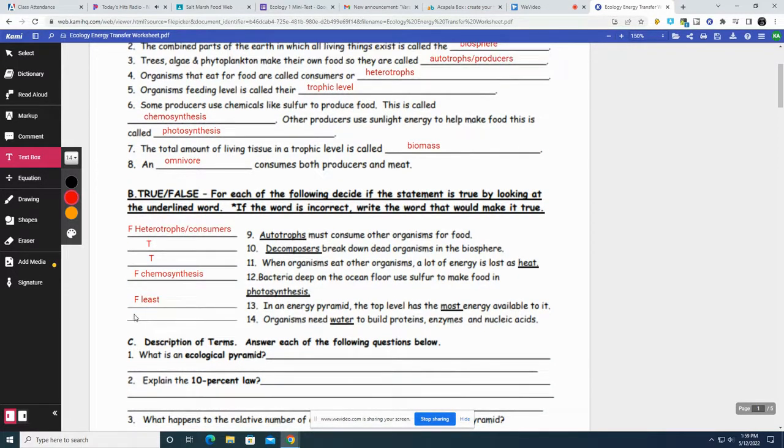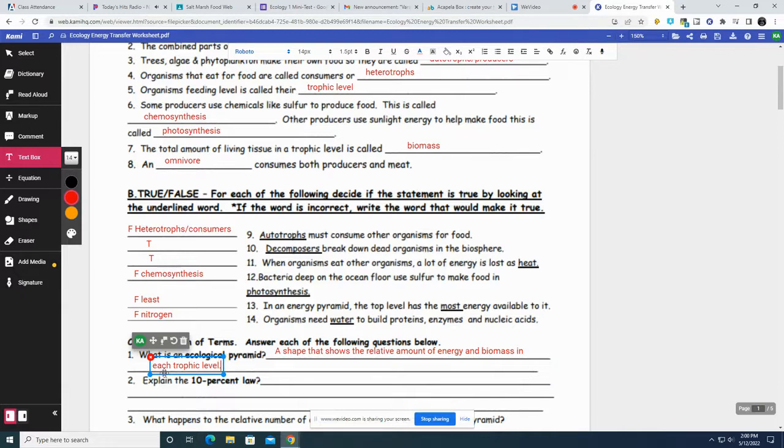Fourteen, I don't expect you to know this. Organisms need water to make proteins, enzymes, and nucleic acids. We're going to put false. And they need the element nitrogen. All right, what's an ecological pyramid? It's a shape that shows the relative amount of energy and biomass in each trophic level.